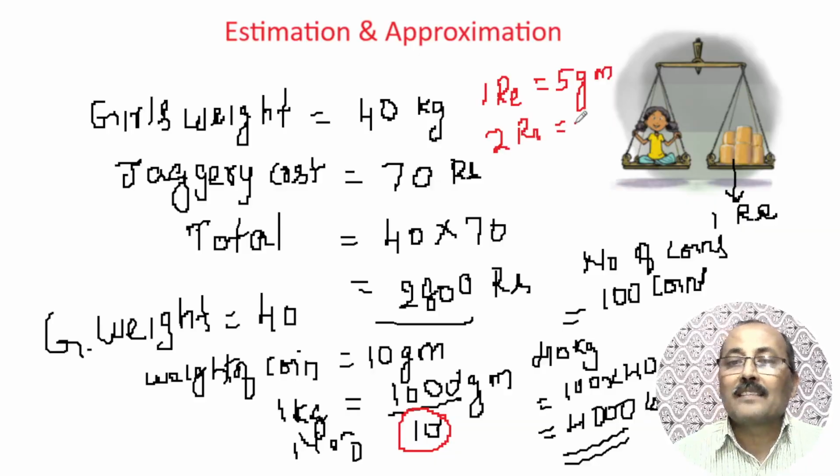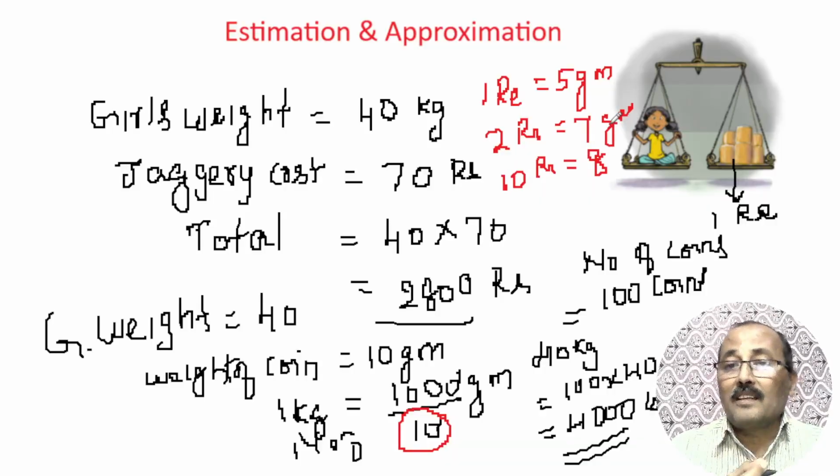I weighed it and saw that as 7 grams. Okay, but what about the 10 rupees coin? The 10 rupees coin is only 8 grams. That coin may be thick in size, but even then there is only a small difference.